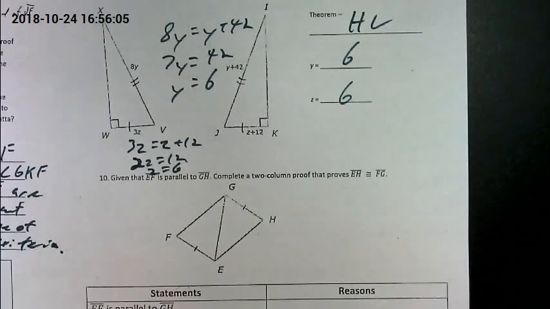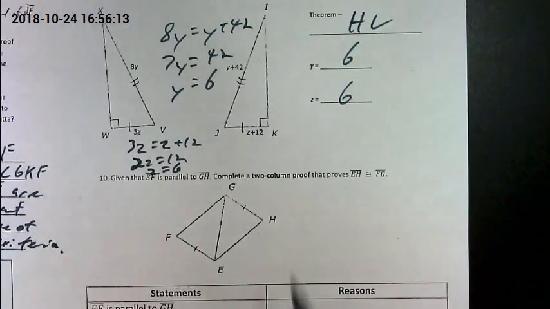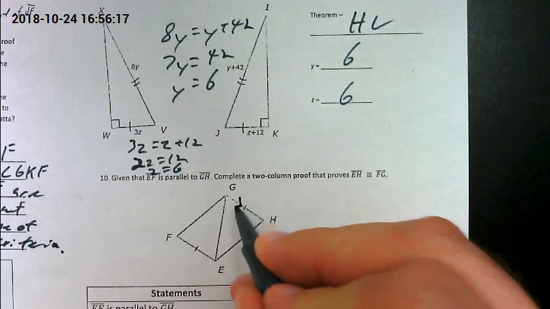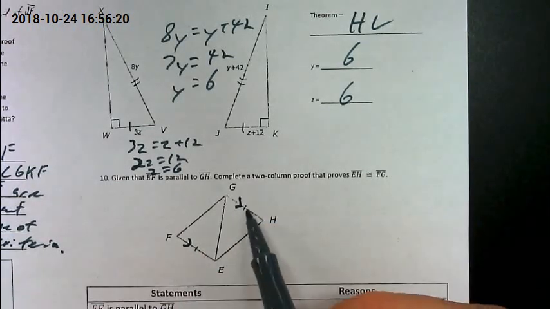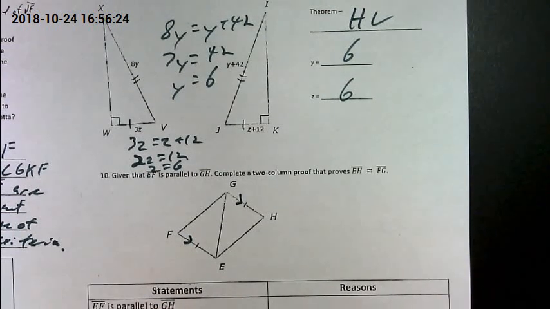So, on 10, given that EF is parallel to GH, so they're telling us they're parallel. They're not currently marked as parallel on the figure. So you should go ahead and mark these as parallel. What was currently marked on the figure is the fact that they're also congruent. So you have two pieces of information given to you.